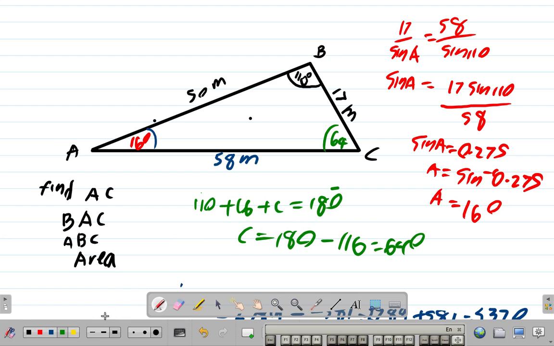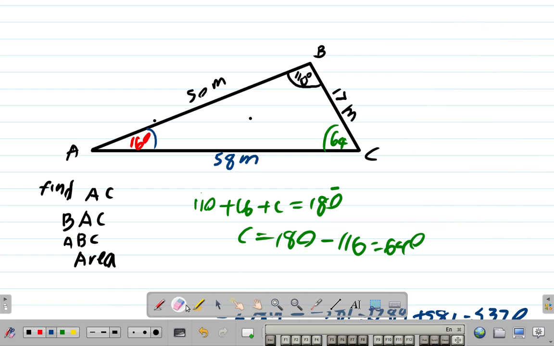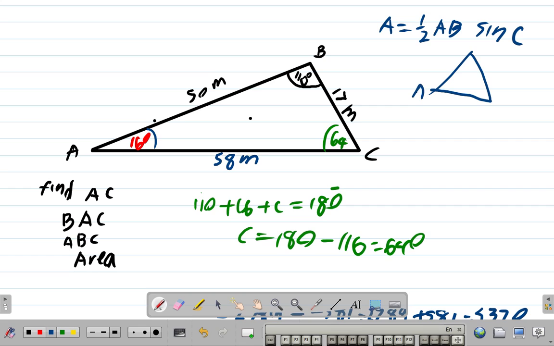Alright? Now here, the area. You can't see that writing very well. Let me change it. Let's erase up here to make some space. The area of any triangle is half AB sine C.